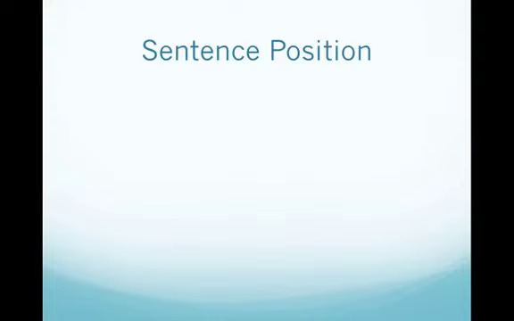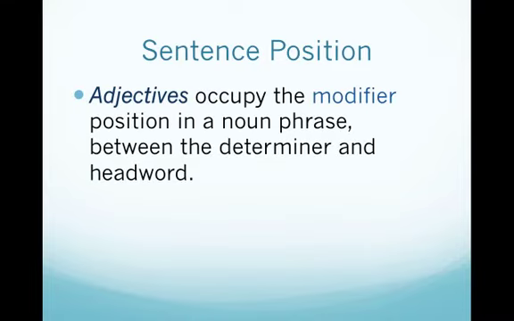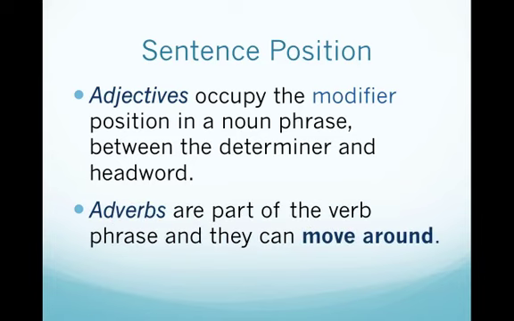Another great way to distinguish between adjectives and adverbs is by thinking about sentence position. Adjectives go between your determiner and your head word in a noun phrase. The nice boy. Adverbs are part of the verb phrase, and here is the key thing. They can move around. An adjective is kind of stuck. An adverb can go at the beginning of the sentence, in the middle of the sentence, at the end of the sentence. It's still modifying the verb, but it's movable.